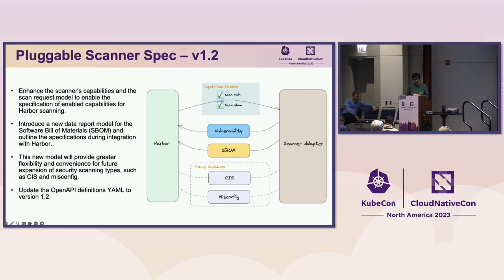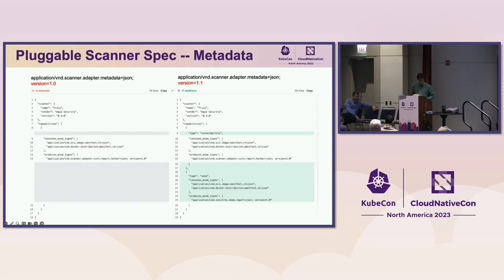In our most recent release, 2.10, our goal is to enhance this spec, making it more flexible to enable more capabilities of the scanners. Currently we support vulnerability scan, next is SBOM, and the future should be CIS and misconfiguration. So what about the metadata? The metadata is the description of a scanner, including capabilities. But the previous version was rather general. So in 2.10, we enhanced the response to give more specific information, like the scanner will tell Harbor that I can scan vulnerability and I can scan SBOM.